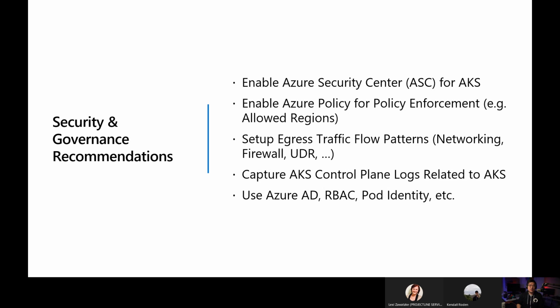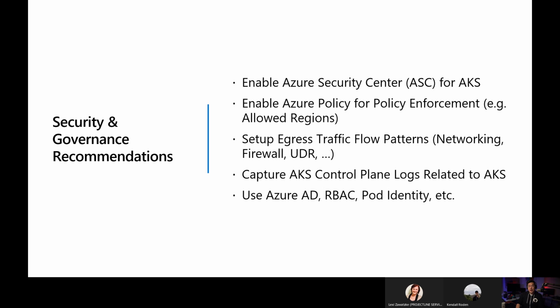And capture AKS control plane logs. This is a big one. Control plane logs will eat up a lot of storage, right? It's very chatty, and so you should be capturing the logs related to AKS on the nodes, the control plane itself. It should be used for triaging or trying to figure out what errors have occurred, instead of constantly having it on.